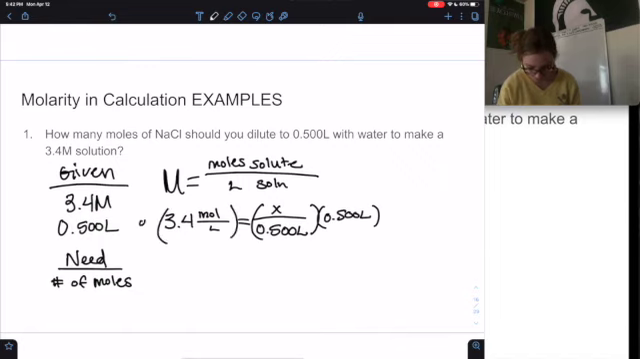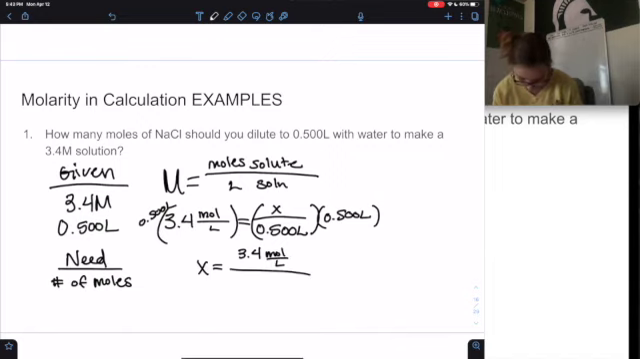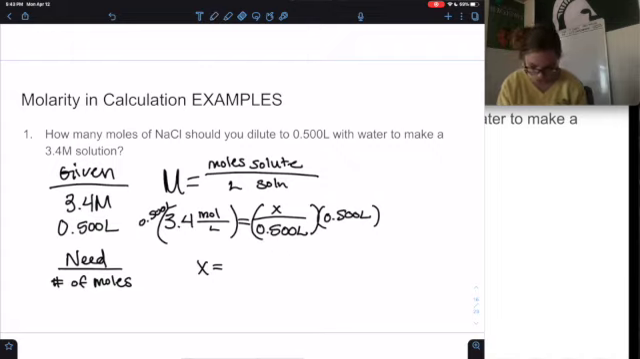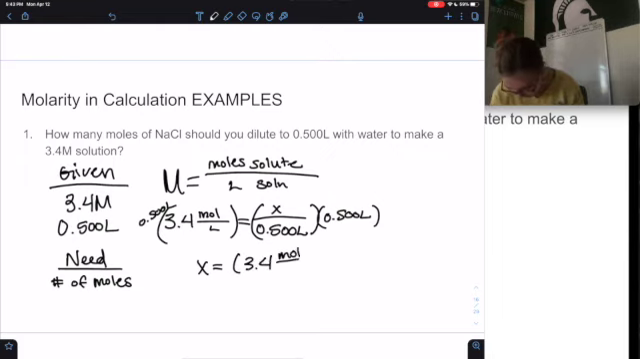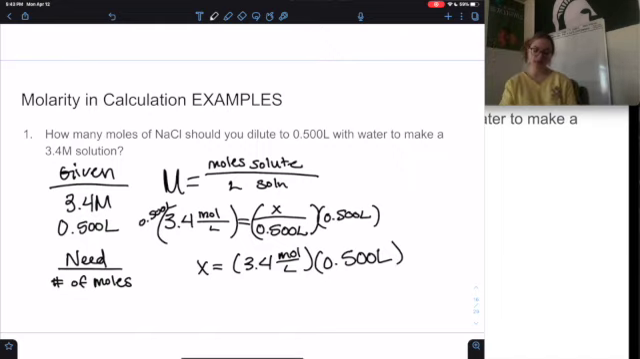And then what I'm left with is that x equals 3.4 moles per liter times that 0.500 liters. So if I'm looking at this, I can start to break down what's going on and determine if I'm in the right place.